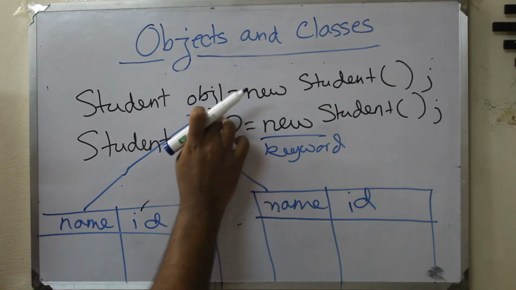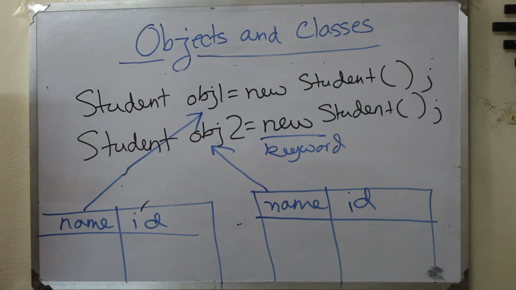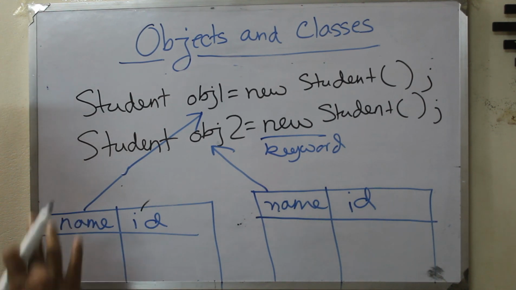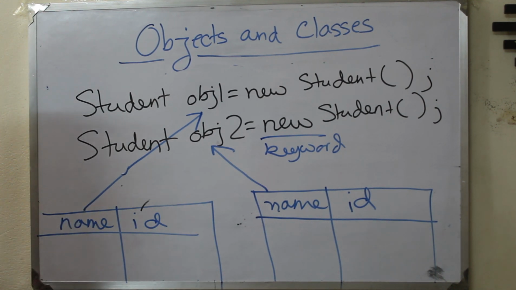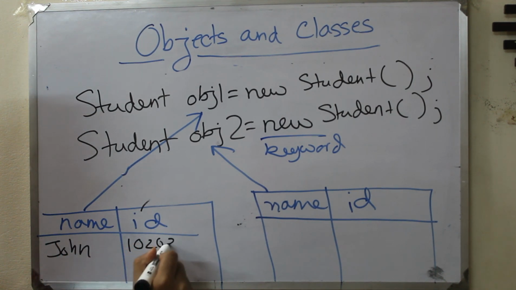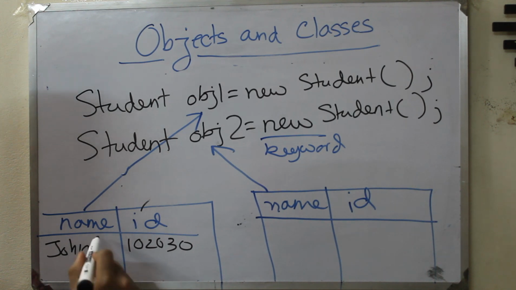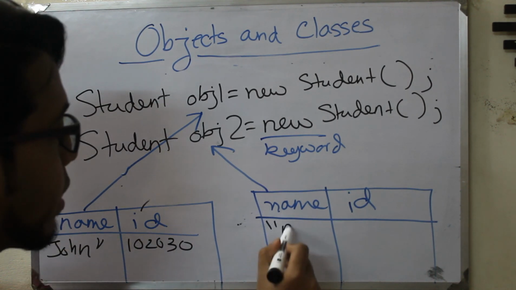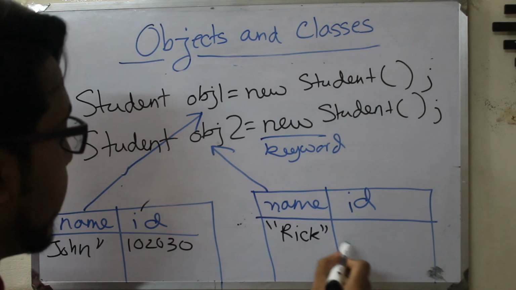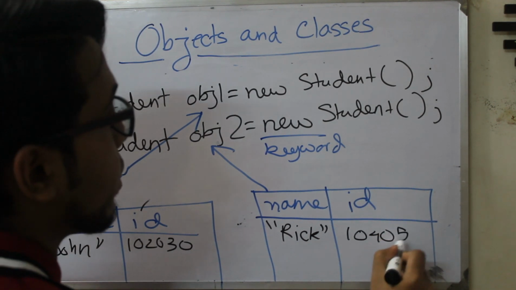So obj1 holds the reference of this object and obj2 holds the reference of this object. These are two different objects. The instance variables are different for obj1 and obj2. For example, the first student can have the name John and an ID 10, 20, 30, and the second student can have a name like Rick and an ID of 10, 40, 50.